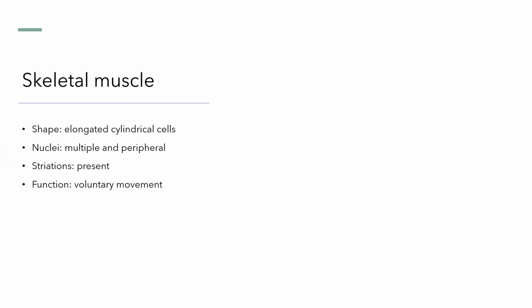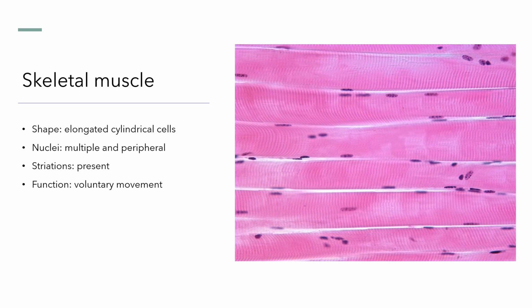So let's talk about skeletal muscle. As I already mentioned, you have these elongated cylindrical cells. You've got multiple peripheral nuclei. Look at these nuclei in the periphery, on the outer portion of the cell. You've got these multiple striations, and they function in voluntary movement. Think about your bicep, for example. You tell it to contract so you can do a bicep curl, it contracts.